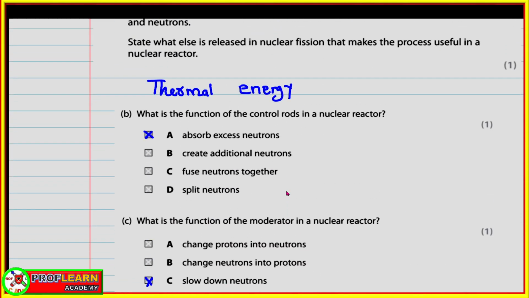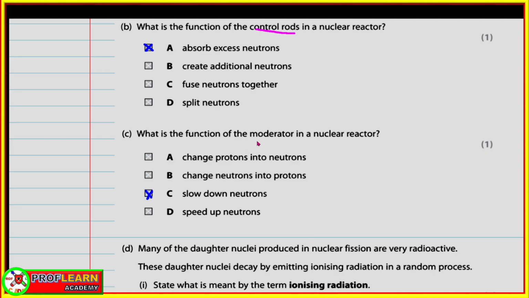So let's go and check the questions that are asked. We have control rods. Control rods are used to absorb excess neutrons, because if you reduce the number of neutrons in the reaction, then you are going to slow down the reaction. So control rods are used to absorb neutrons. And then we have moderators. Moderators are usually made of graphite, which slow down the neutrons.